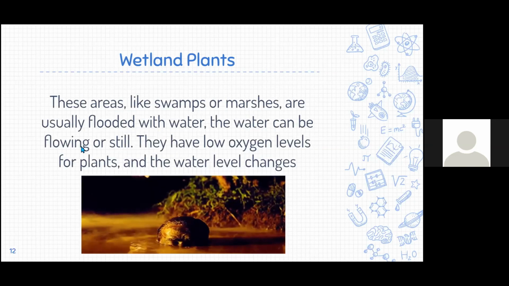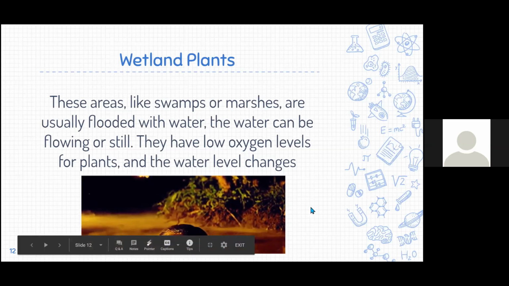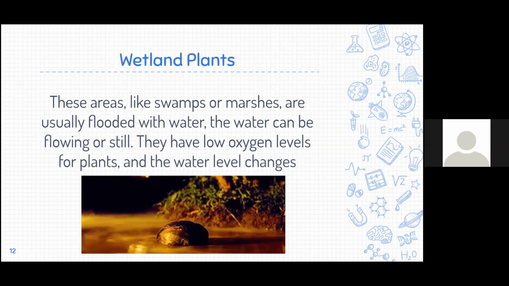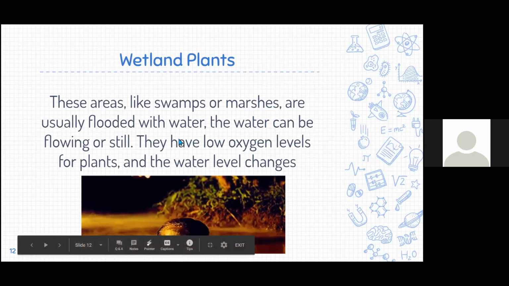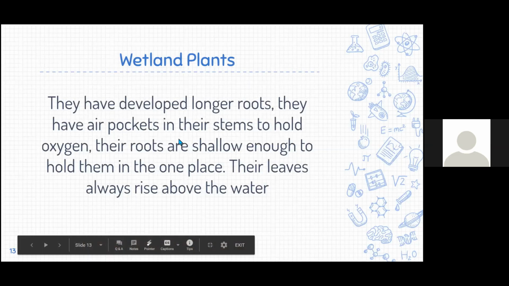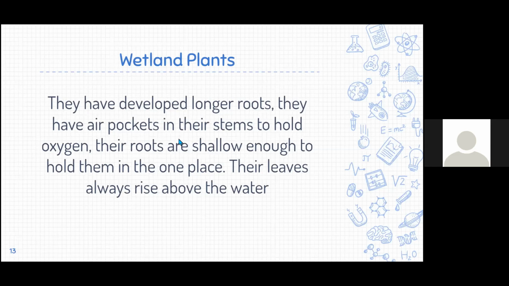In wetlands, areas like swamps and marshes, they're usually flooded with water. The water can be flowing or can be still. They have low oxygen levels for plants and the water level changes. So what plants do is, like this little picture of Arnold Schwarzenegger coming out of the water, the plant will come up through the water and find ways to stay above the water. So what they've done is they've developed longer stems.